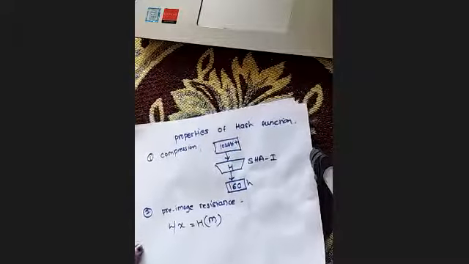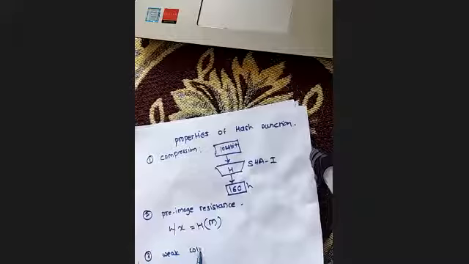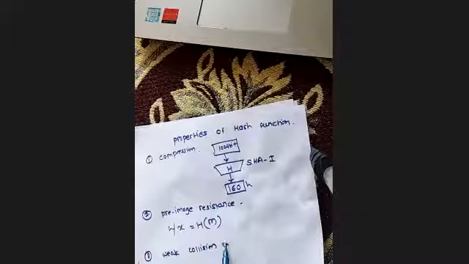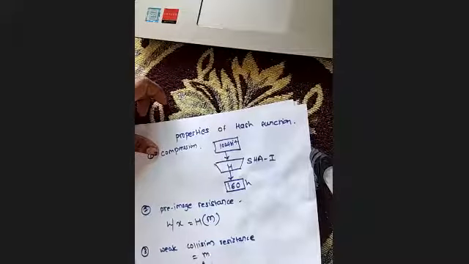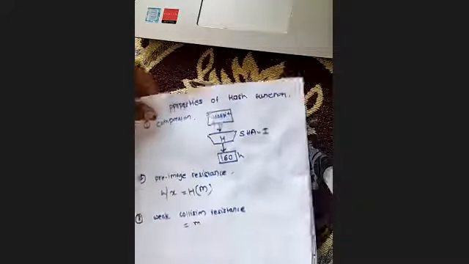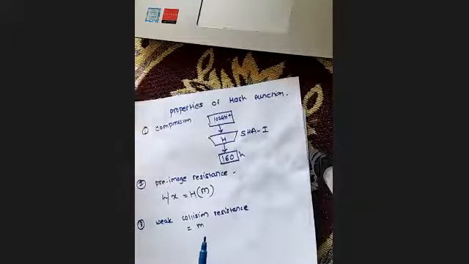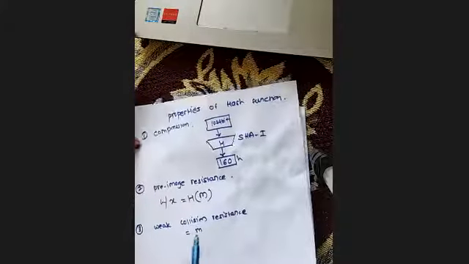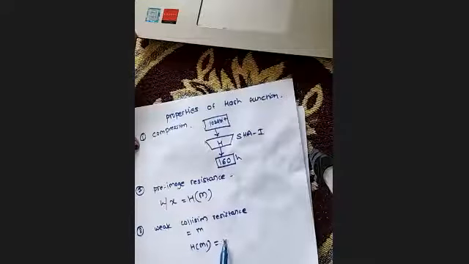Now, there is one more property here. It is called the weak collision resistance. Now what is this weak collision resistance? Whatever the given message will be there, this weak collision resistance means it is difficult to produce any other different message such that the hash of this first message is equal to the hash of this second message.